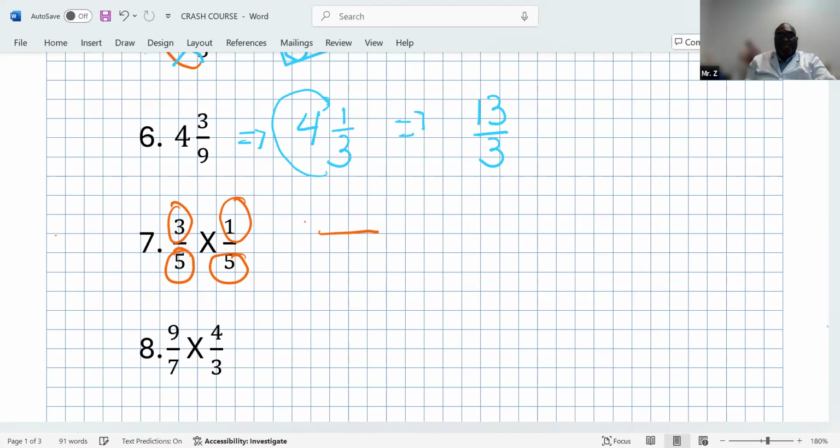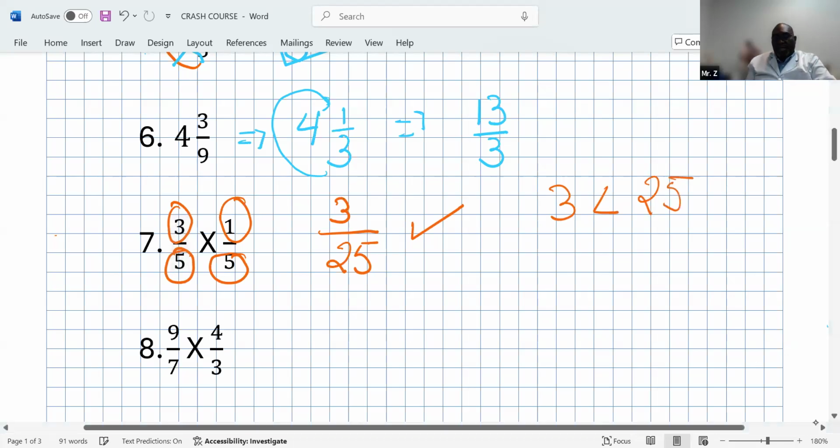So we're going to do 3 times 1, you have 3. 5 times 5, you get 25. What kind of fraction is this? Is it an improper or proper fraction? This is a proper fraction. Why? Because the numerator, which is 3, is less than the denominator, which is 25.